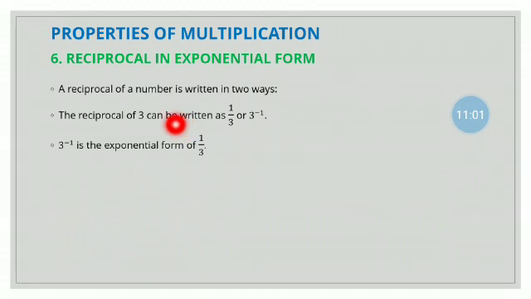The sixth property, reciprocal in exponential form. A reciprocal of a number is written in two ways. The reciprocal of 3 can be written as 1 upon 3 or 3 inverse. 3 raised to minus 1 is the exponential form of 1 upon 3.